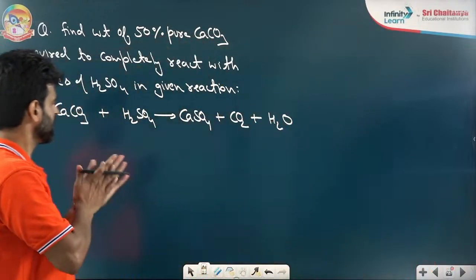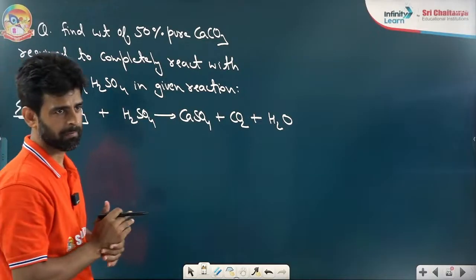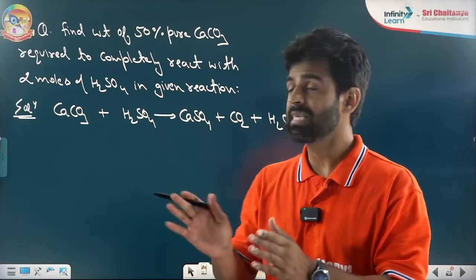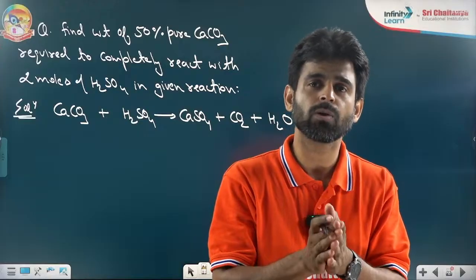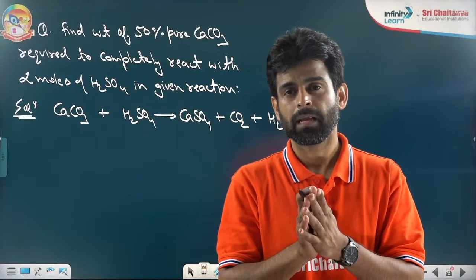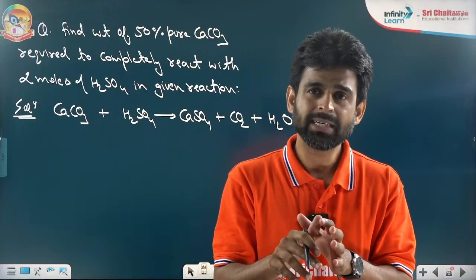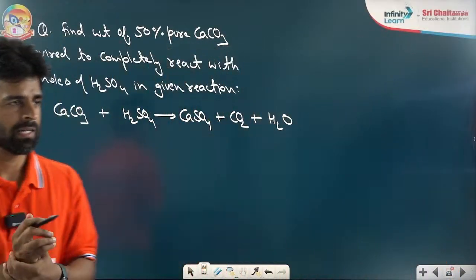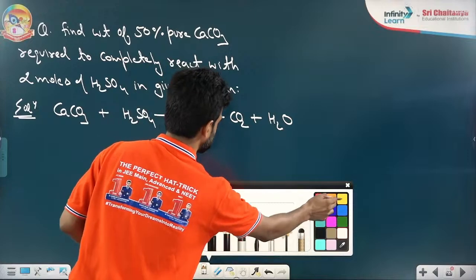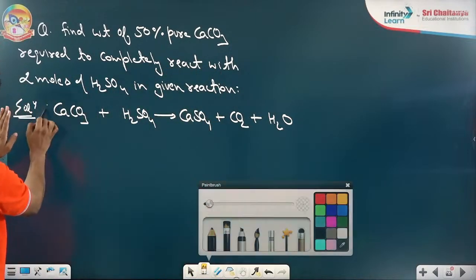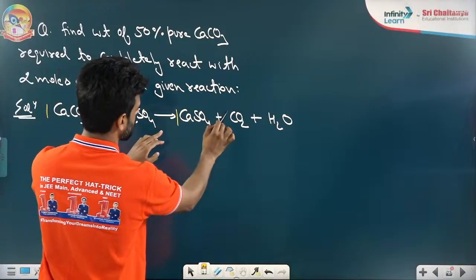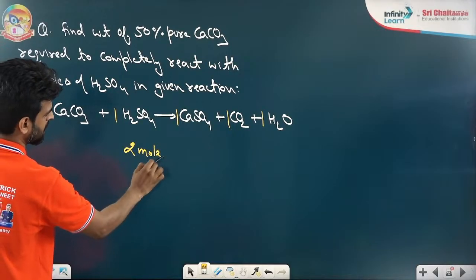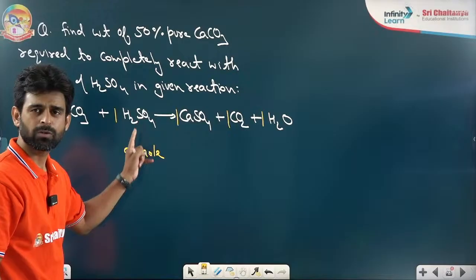Now you do it by yourself. First of all, simply apply stoichiometry and tell me how much CaCO3 is required to react with 2 moles of sulfuric acid. Then find the actual weight that is required, and then look at the percentage purity topic. Look carefully. Stoichiometry is very clear: 1 mole needs 1 mole, makes 1 mole, 1 mole, 1 mole, right? They are saying I have 2 moles of sulfuric acid.